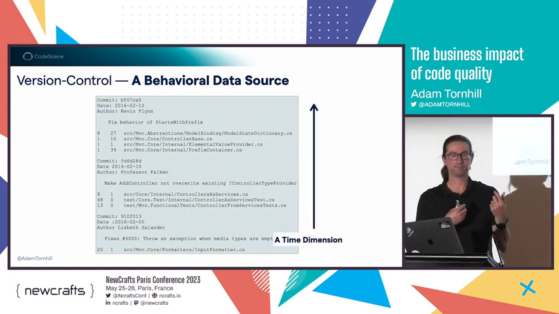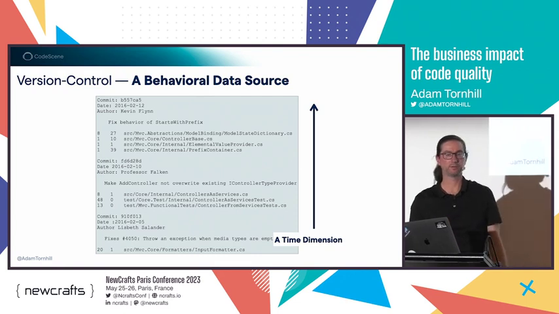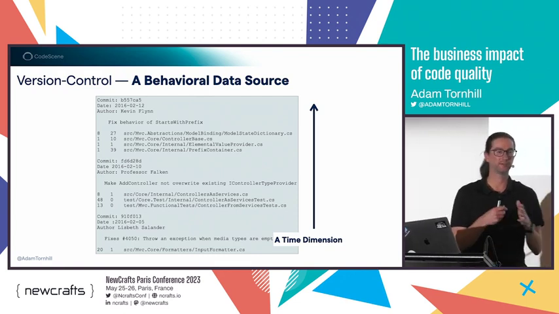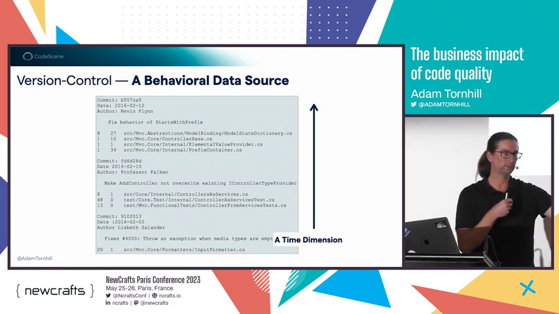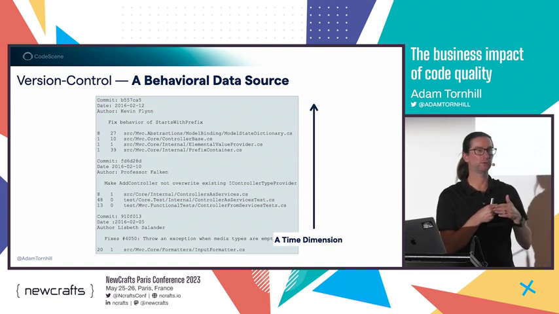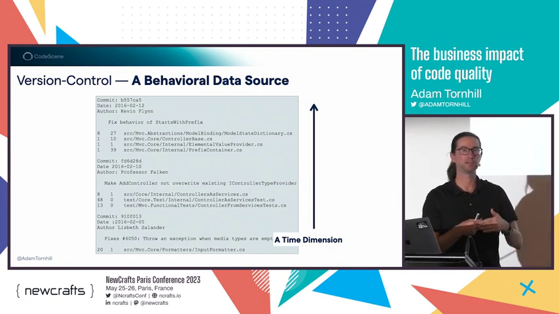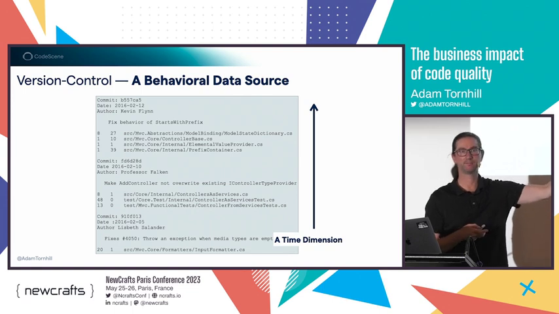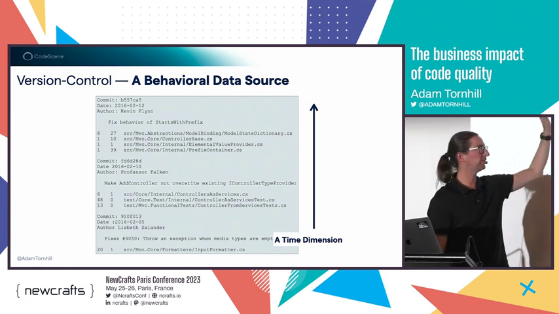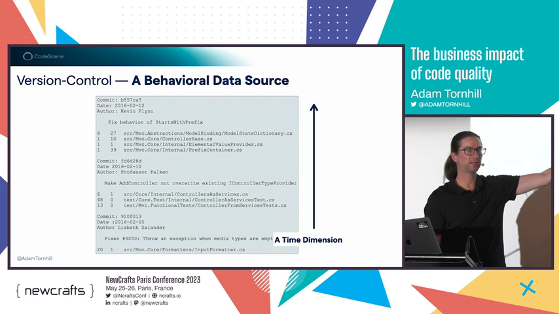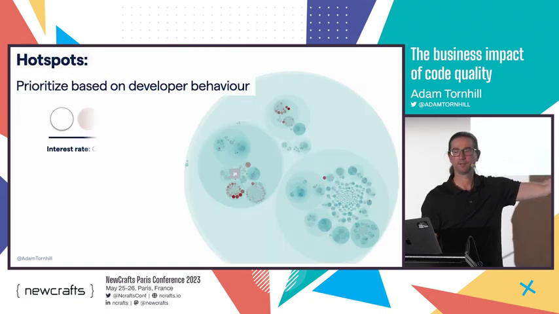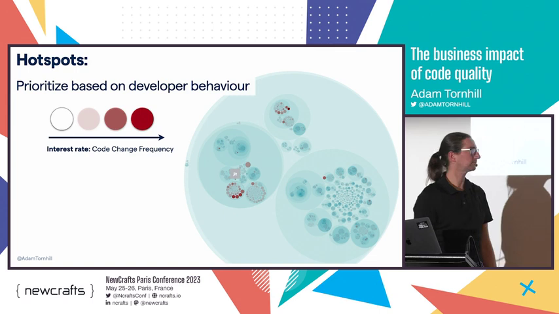One of the things I like the most about version control as our behavioral data source is that it gives us a time dimension into our code. Using version control and Git data, we can actually see where we worked and how that focus shifted over time. And this is important because we can use it to finally prioritize technical debt based on impact. So let me show you how that works.